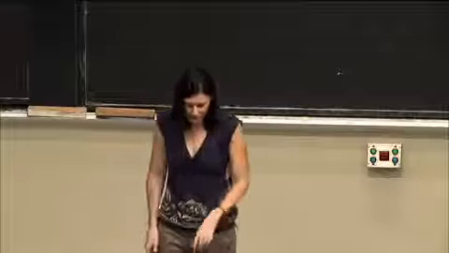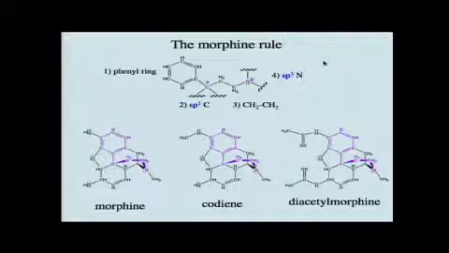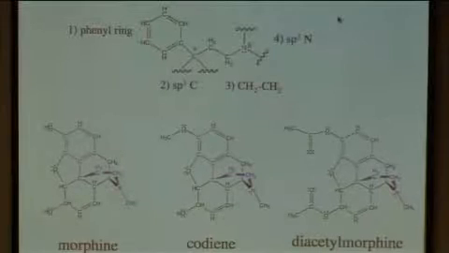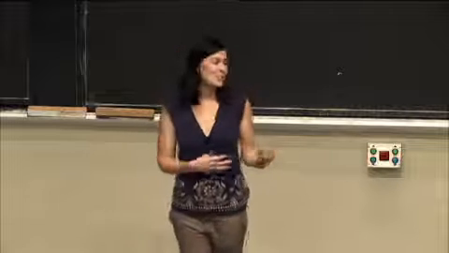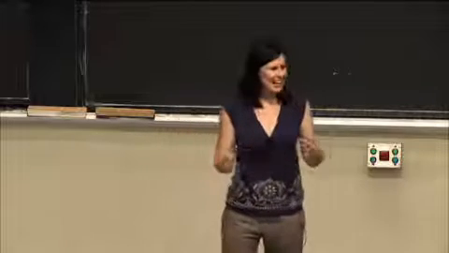So if we look at other derivatives of morphine, such as codeine and diacetylmorphine, you can see these also have this morphine rule within them, this structure that you've identified using your VSEPR rules and thinking about hybridization. Codeine, as you may know, is less of a potent painkiller compared to morphine, but it's also less addictive. So for that reason, it's prescribed with slightly less oversight.